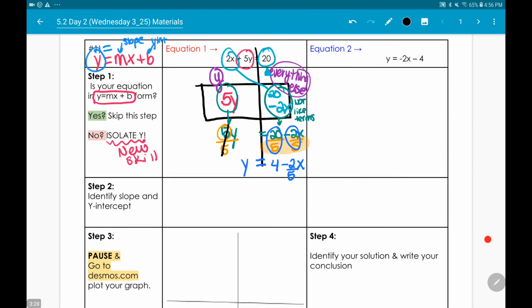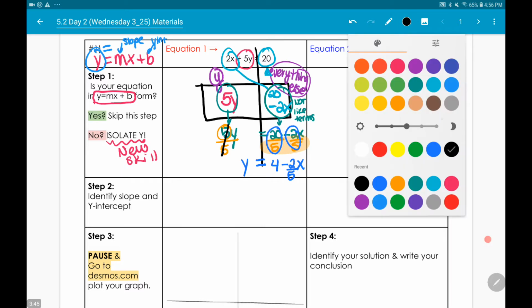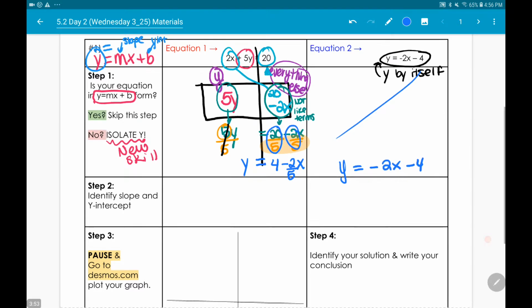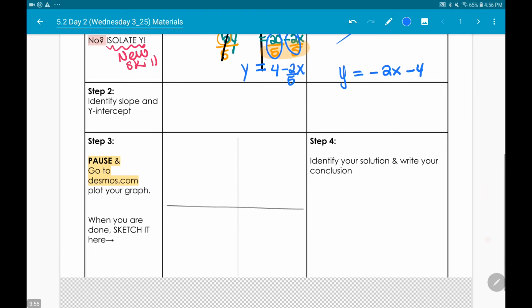For my equation 2, is this in slope-intercept form? It is. If I notice, it's already y by itself. So, it's already isolated. So I'm just going to go ahead and we skip this step. And we just write y equals negative 2x minus 4. Okay? So now we can move to the next part.